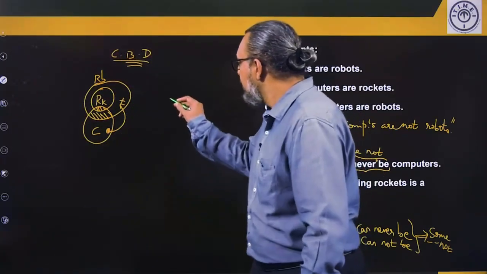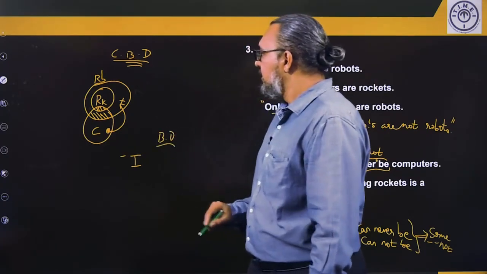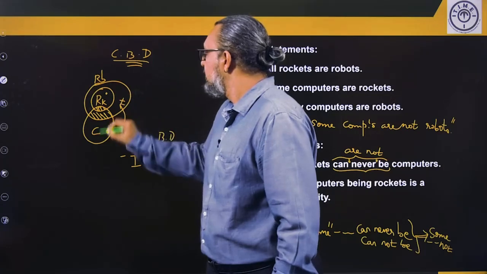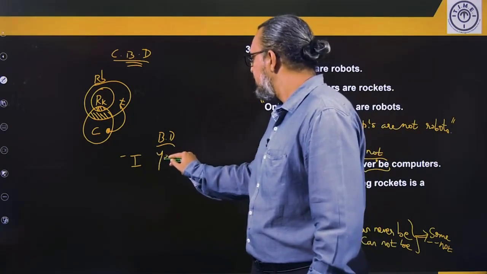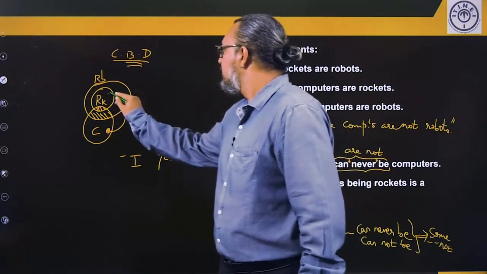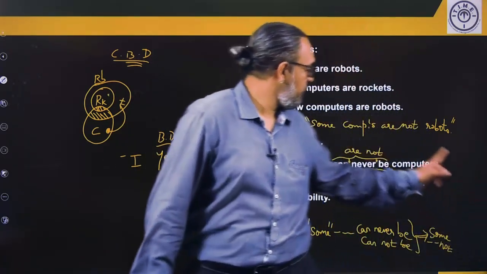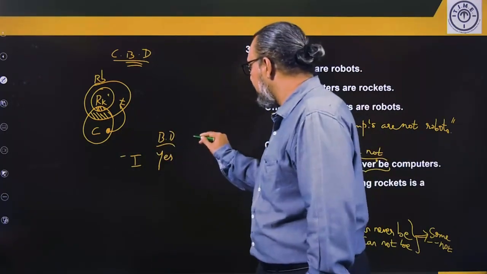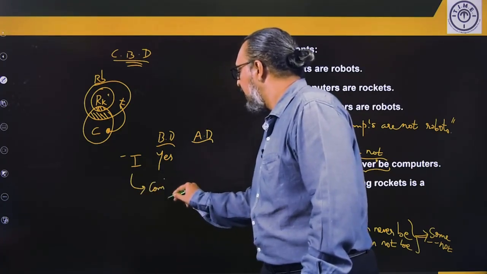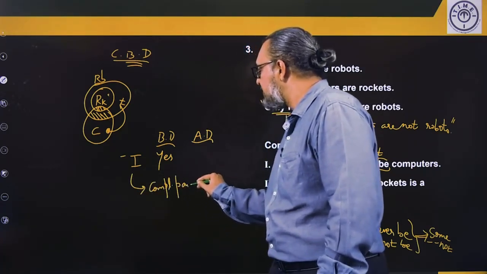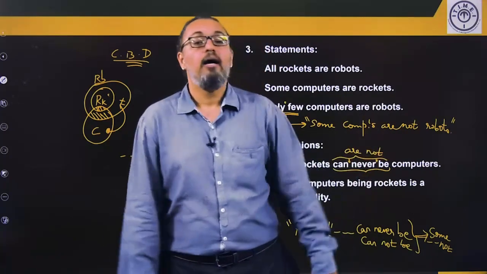Let's check this. Now the first one, that is negative in the basic diagram. See, these are some of my rockets which are not inside computers. That is what I want: some rockets are not computers. So the negative is a yes in the basic. So we take the alternate diagram and go for the complementary pair. And what's the complementary pair for some A's are not B's? It is all A's are B's, means all rockets are computers.